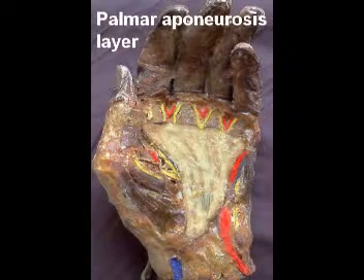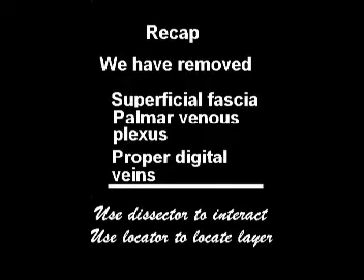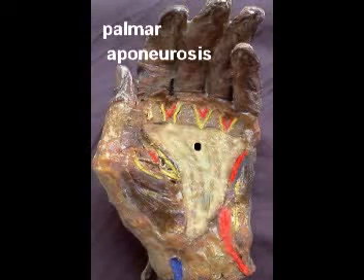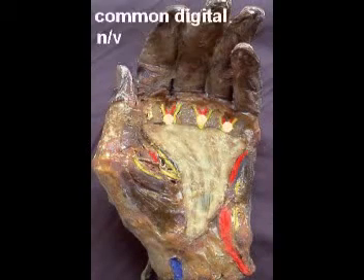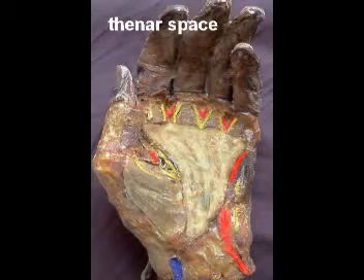To reach this layer, we have removed the superficial fascia, the palmar venous plexus, and the proper digital veins. We can now see the palmar aponeurosis, digital nerves, and vessels. The roof of the thenar space has now been removed to expose the structures underlying it.